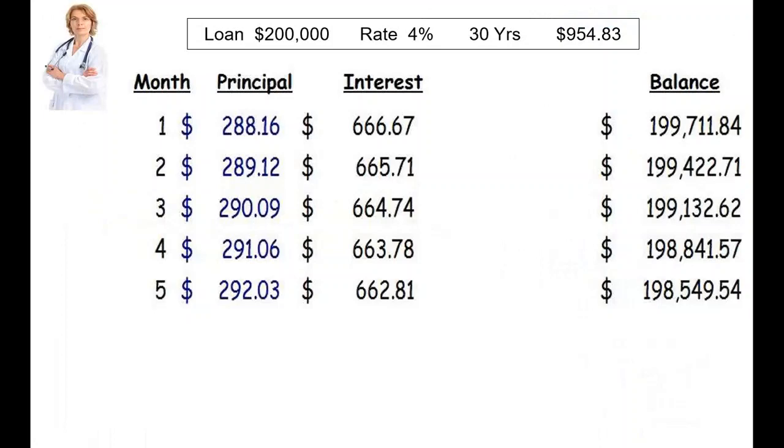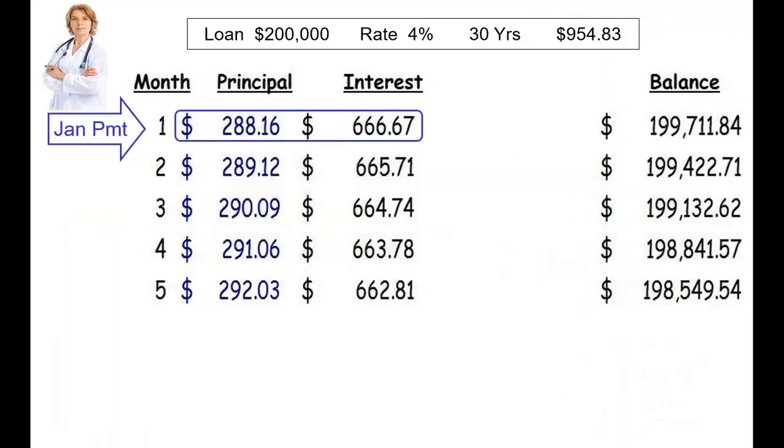So follow the bouncing ball. Our first payment here, let's say it's due in January. So we send a January payment of $954.83. That's principal and interest. And then we have a new balance over here.